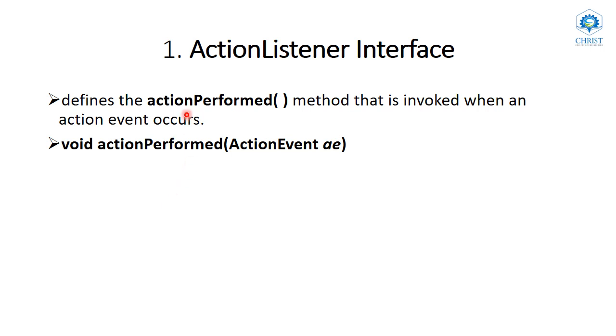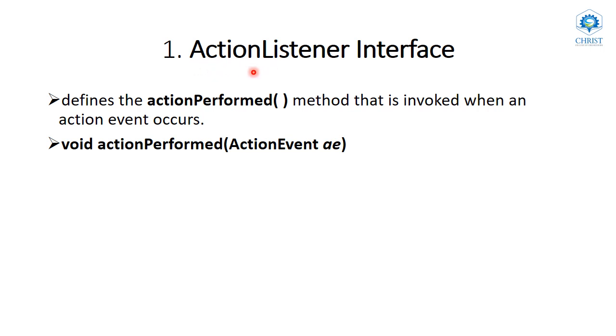We'll see some of the listener interfaces. The first listener interface is the ActionListener interface. We know how to name an interface. The name of the interface must be written using the same rules as the class names. The first letter must be capital. If the name consists of more than one word, there should not be any space between them.